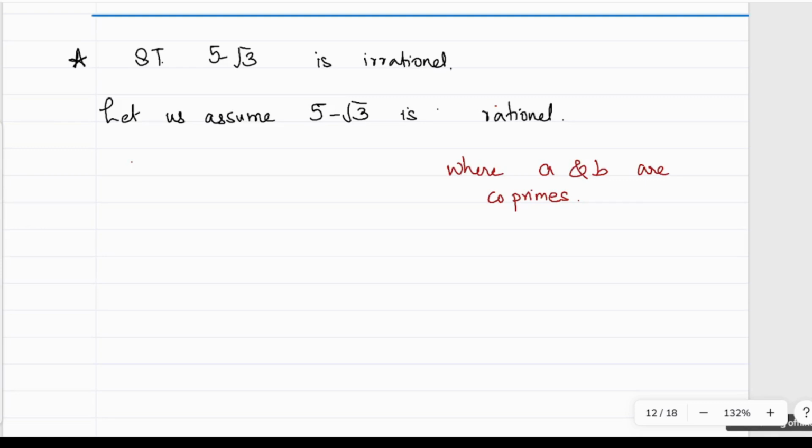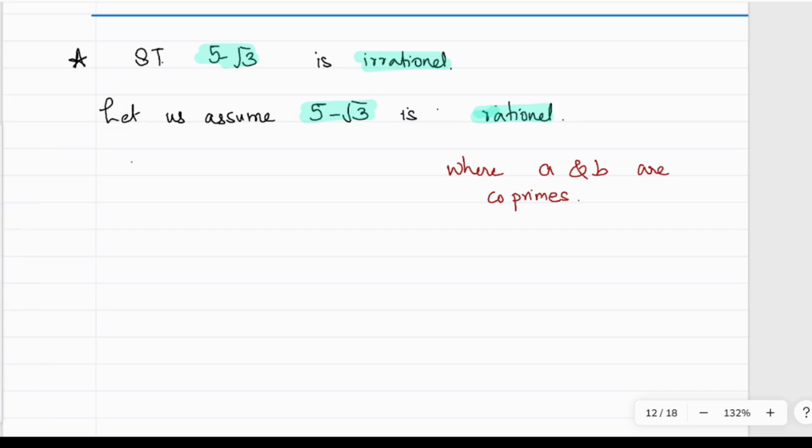Now let's do the question. Show that 5 minus root 3 is irrational. So in order to do this one, what we should do? Here our question is, we have to show 5 minus root 3 is irrational. So what will we assume here? We will assume this 5 minus root 3 is what? Is a rational number. Okay.